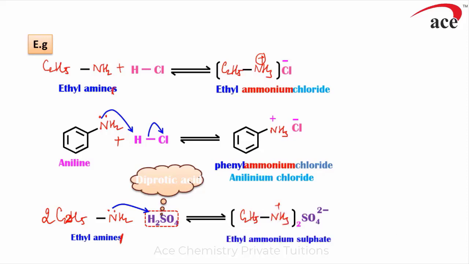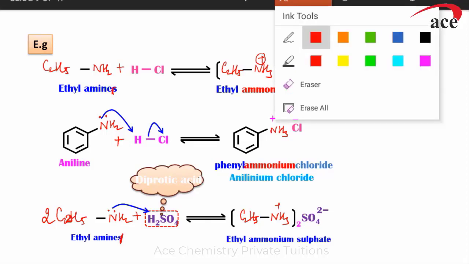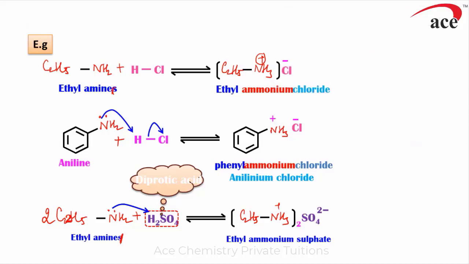So ethylamine plus sulfuric acid gives ethyl ammonium sulfate. Sulfuric acid is a dibasic acid, so it will consume 2 moles of ethylamine, resulting in the formation of ethyl ammonium sulfate.